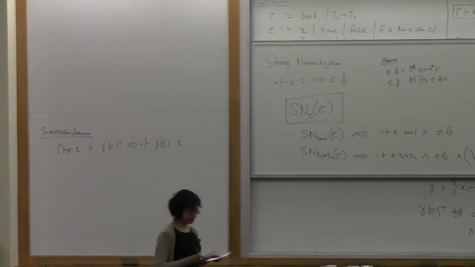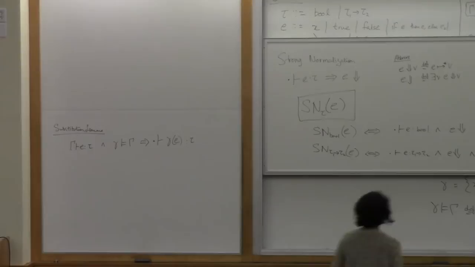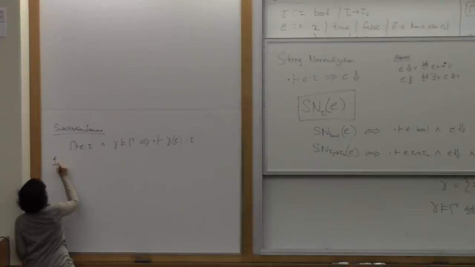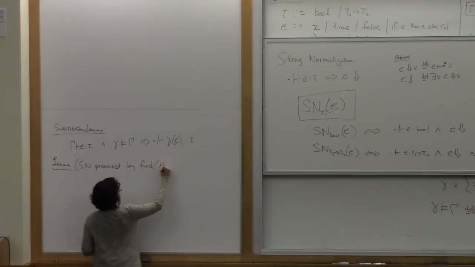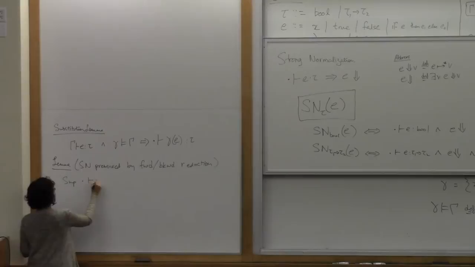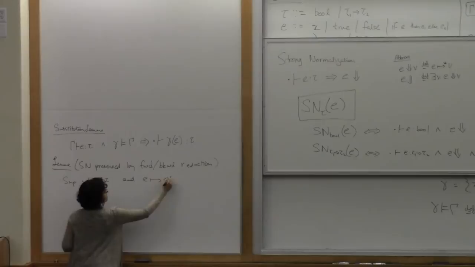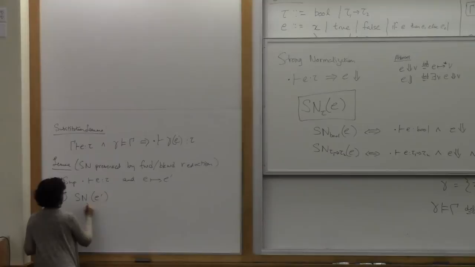We're going to need one other thing, which is a property about backward and forward substitutions. So we're going to need a lemma that says that strong normalization is preserved by forward, backward reduction. And this will make more sense when I write it out. So basically, suppose that you have some E that is well typed, and E takes one step to some E prime. Okay? Then we want to have two properties. One is that if E prime is strongly normalizing, then so is E.